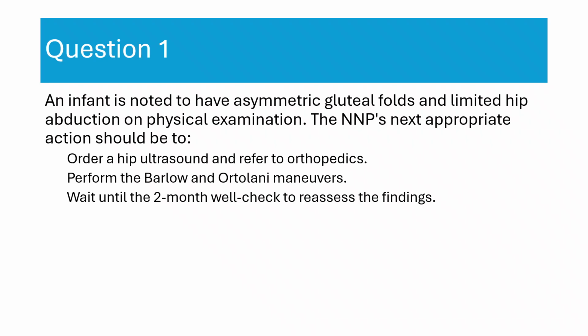This question is testing your knowledge of the appropriate initial assessment for suspected developmental dysplasia of the hip, DDH. Performing the Barlow and Ortolani maneuvers is correct because these are the standard initial clinical tests for hip instability and should be performed immediately when DDH is suspected. The other options are incorrect because ordering a hip ultrasound prematurely before performing a complete clinical examination skips an essential diagnostic step, and waiting until the 2-month check is inappropriate since early intervention for DDH leads to better outcomes.